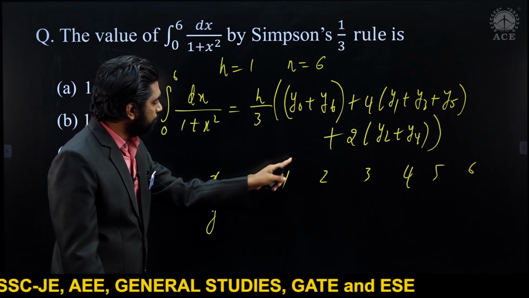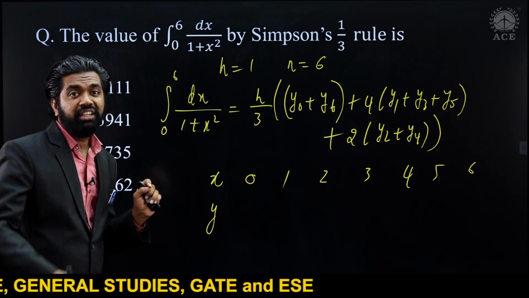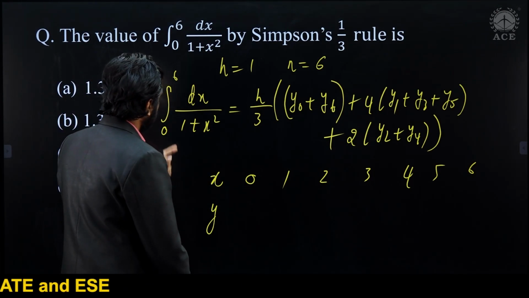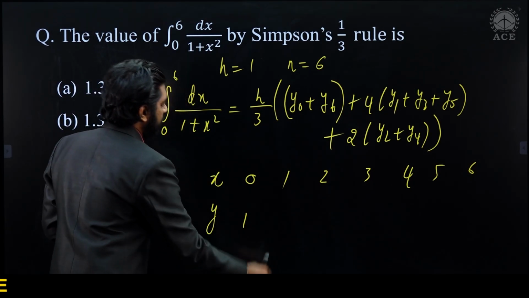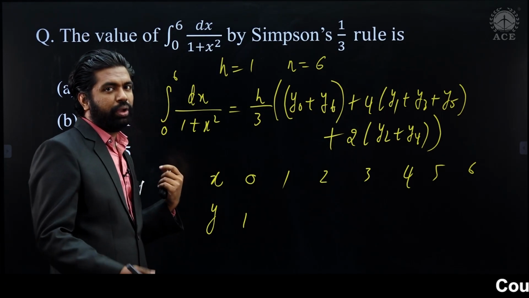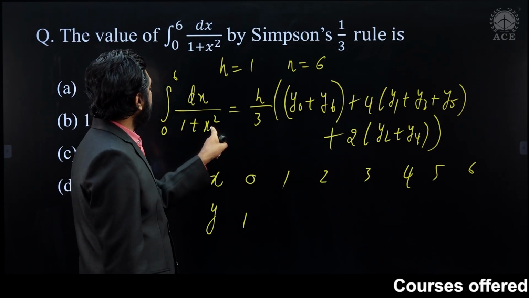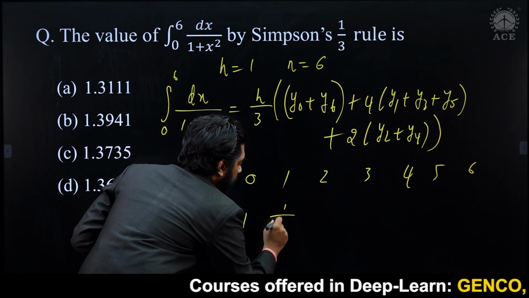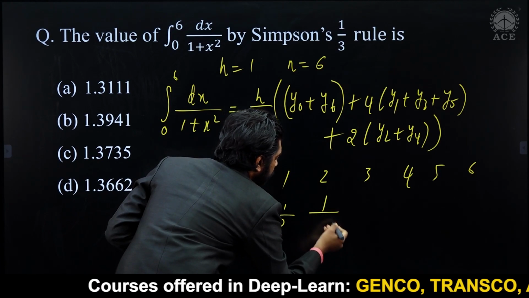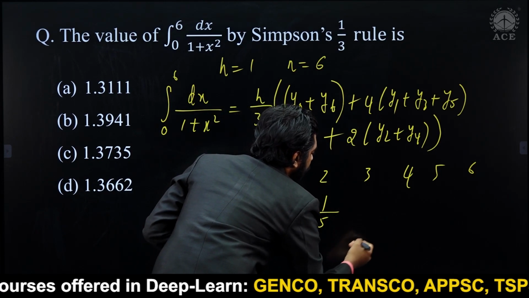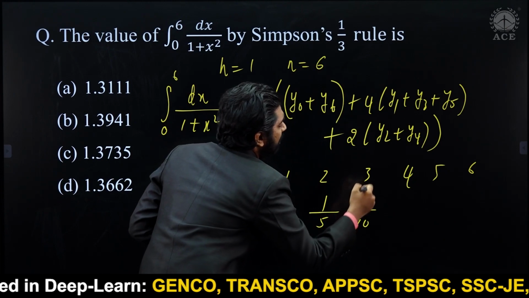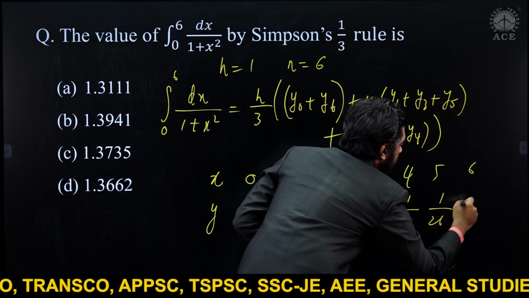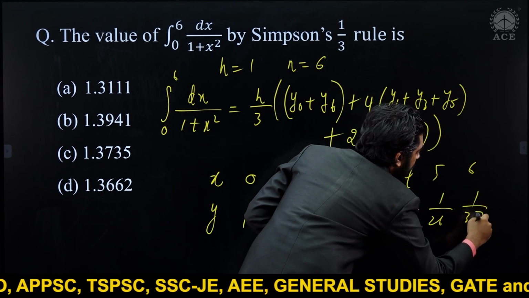Substitute all these points into the function and find the corresponding y values. For example, substitute 0 here: 1 by 1 plus 0 square, that is 1. Substitute 1 here: 1 by 1 plus 1 square, you get 1 by 2. You get 1 by 1 plus 4, which is 1 by 5, 1 by 1 plus 3 square, 1 by 10, 1 by 1 plus 16, that is 1 by 17, this is 1 by 26, this is 1 by 37.